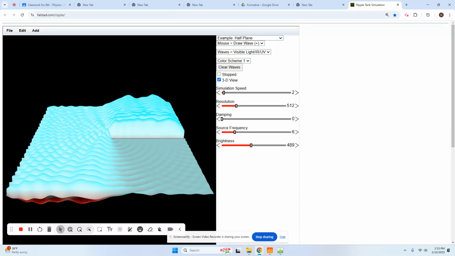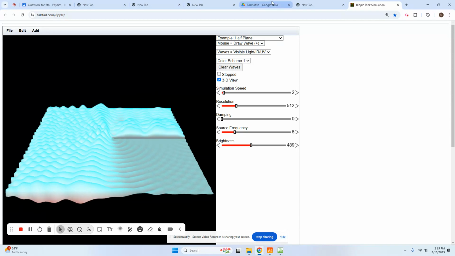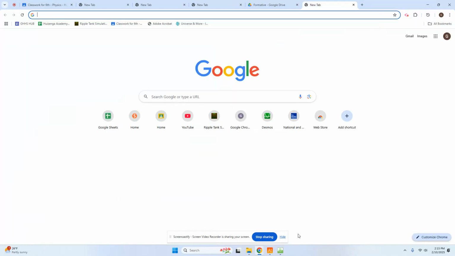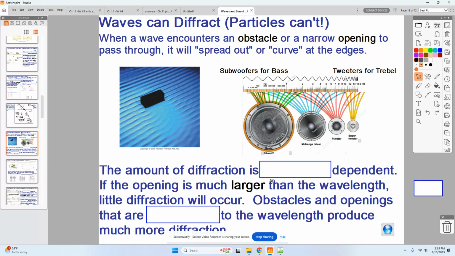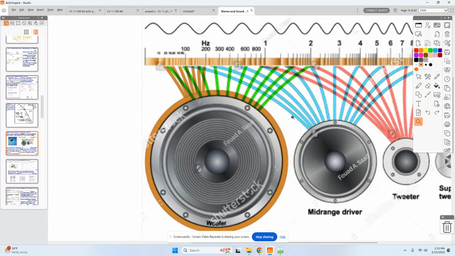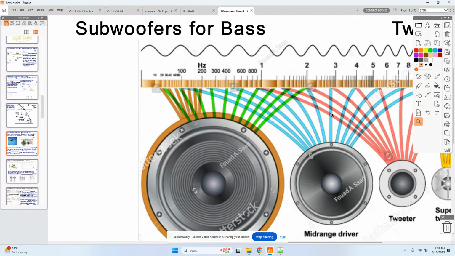Now, there's lots of different things I could do with that ripple tank as a simulator, but diffraction probably has its most important application related to speakers. So the idea behind this, if you have a subwoofer in your car or in your home, subwoofers are very good for producing low frequency sounds. And the reason for that is the size of the wavelength, the closer it is to the size of the speaker, if I'm producing a sound wave that has a wavelength that matches the size of that speaker cone, it spreads out really well. The diffraction is wavelength dependent. The closer the speaker is to the size of the wavelength that it's producing, the more that wave spreads out.